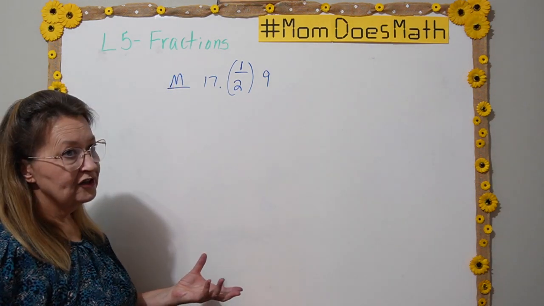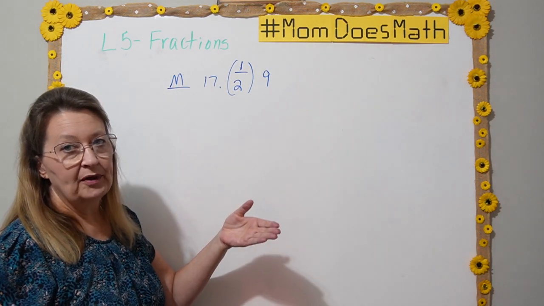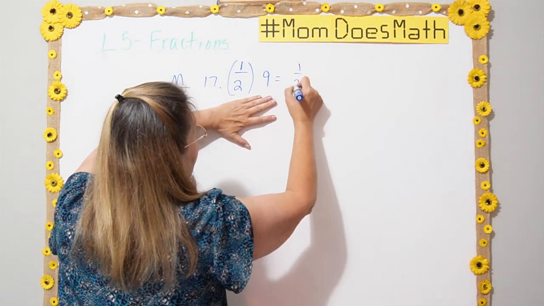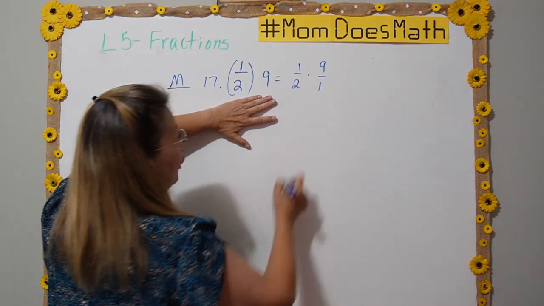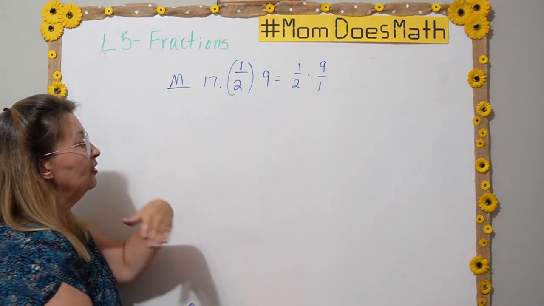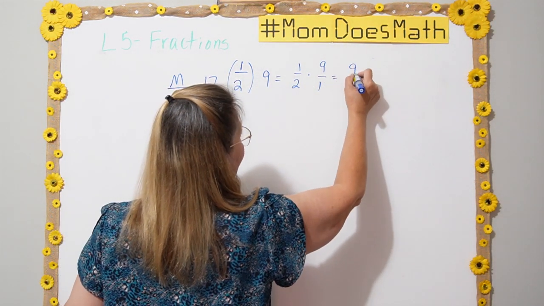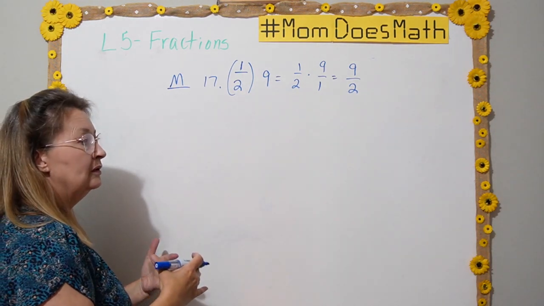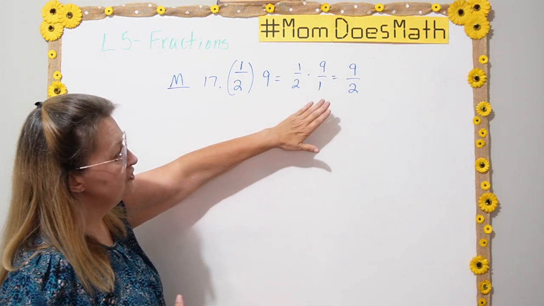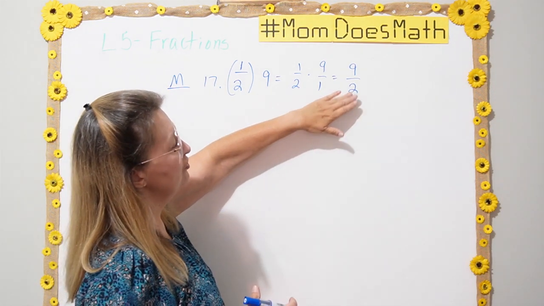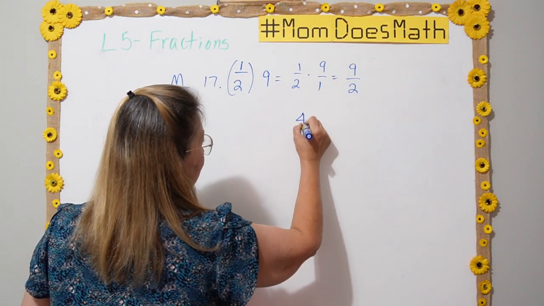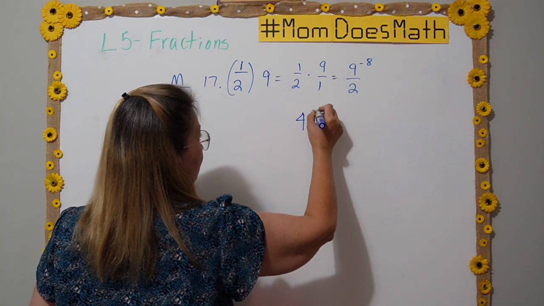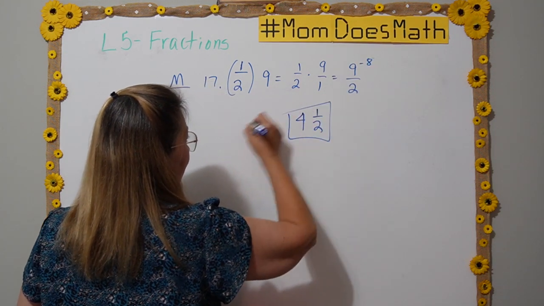Okay, number 17 is multiplication. Now, how do you multiply fractions? Numerators and denominators. Well, 9 doesn't have a denominator, so what you can do is we're going to put 9 over 1, all right? And then we're going to multiply straight across the top and get 9, straight across the bottom get 2. We can leave it that way, or it is improper, we can change it to a mixed number. So how many times will 2 go into 9? Well, 4 times. And then we're going to subtract 2 times 4 from 9 and get 1/2.